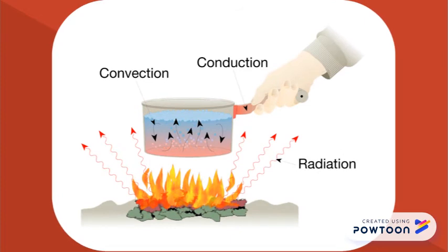So let's talk about our pot of water again. Conduction happens when the pot touches the flames itself. Two things have to be touching to transfer heat. Convection happens inside of the pot with the warm air rising and the cold air sinking to the bottom to become warm. And radiation comes from the fire itself. We can feel it on our hands without actually touching the fire.